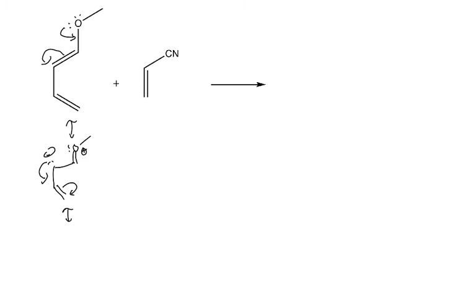So that's going to lead to this resonance structure. So in my original compound, essentially I have a partial negative charge on this end of the diene as a result of the contribution from this resonance contributor. So now we need to do something similar with the dienophile.